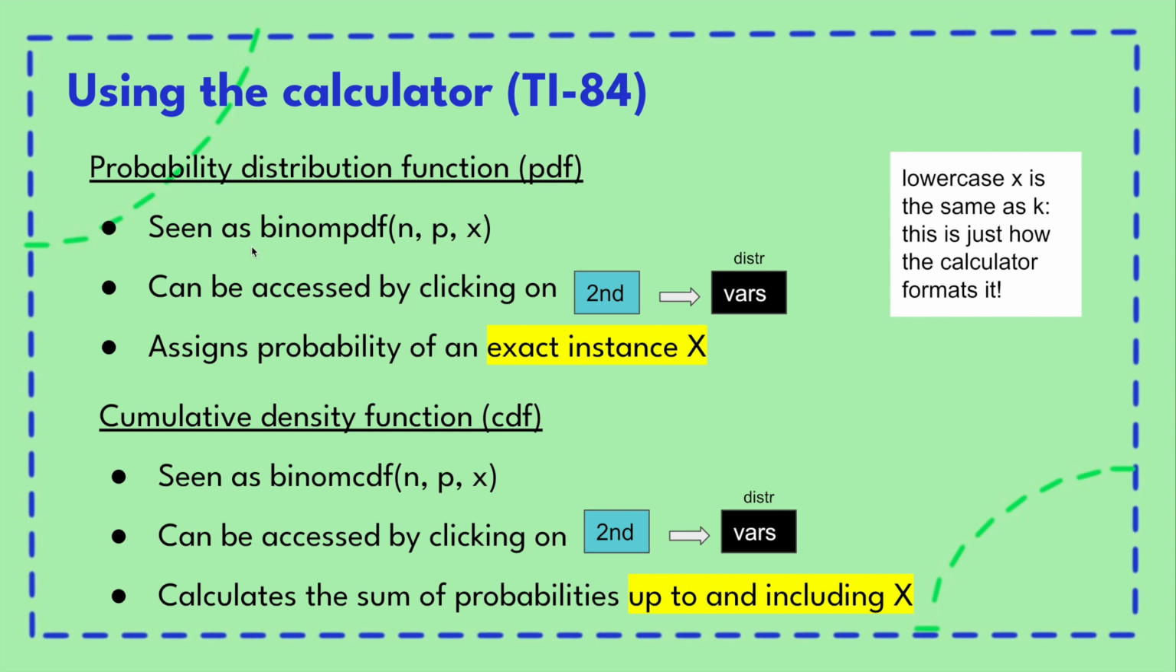So PDF assigns a probability to an exact instance x. So that's like the probability of rolling a 6 on a die. And here, the cumulative density function, the CDF, calculates the sum of probabilities up to and including x. And we're going to look at some examples of this so we can understand it some more.